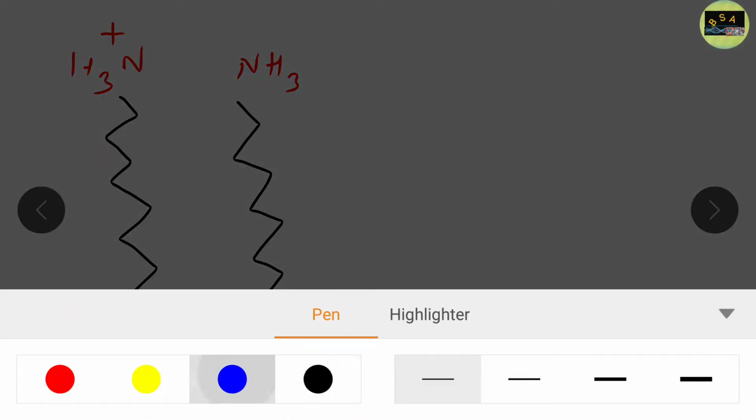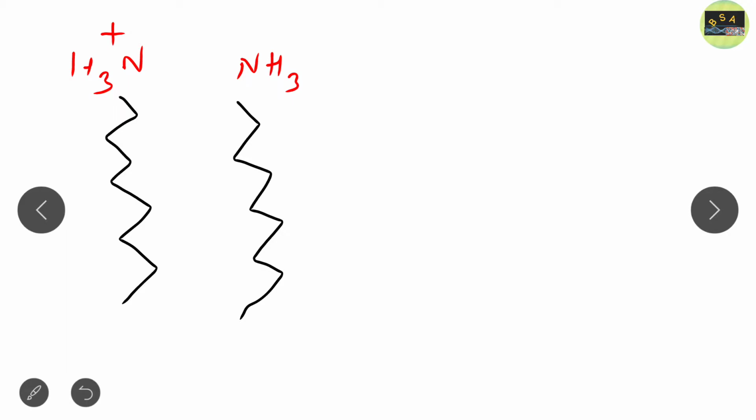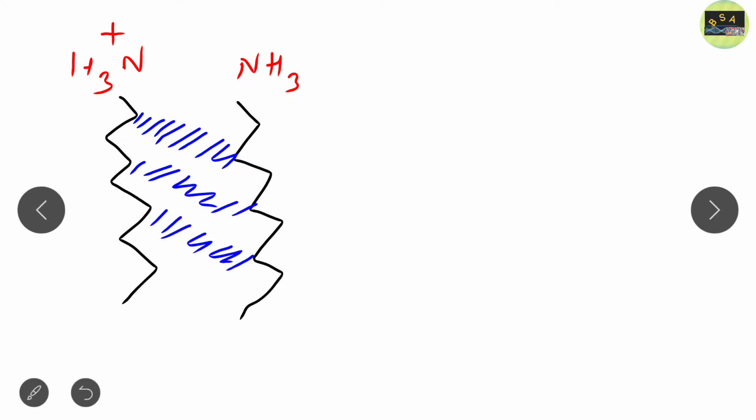In the case of a parallel beta sheet, the hydrogen bonds are formed like this, like this, like this. So this is the parallel beta sheet. If both the chains start with the same terminus, then we call it a parallel beta sheet, and if the chains start with different termini, then we call it an anti-parallel beta sheet.